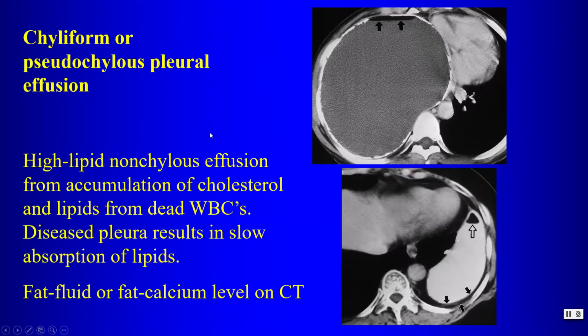This chyliform or pseudochylous pleural effusion is another interesting complication. So what happens here from chronic empyema, these patients develop a high lipid non-chylous effusion because of white blood cells that die within this chronic empyema, and so cholesterol and lipids from those dead white blood cells accumulate, and so you can have this fat fluid level here, and you can also develop milk of calcium here that layers out dependently, and here there's some fat more anteriorly.